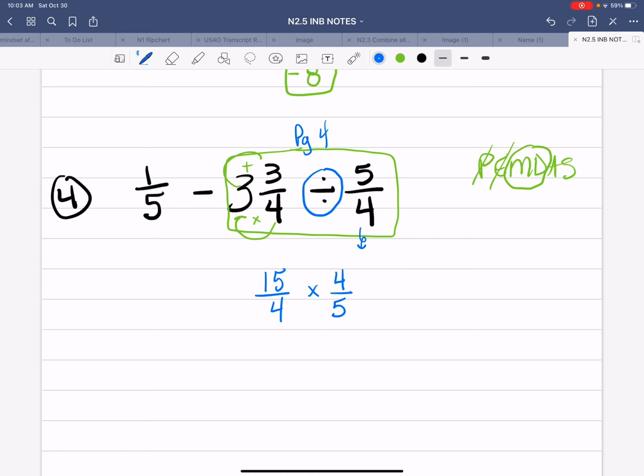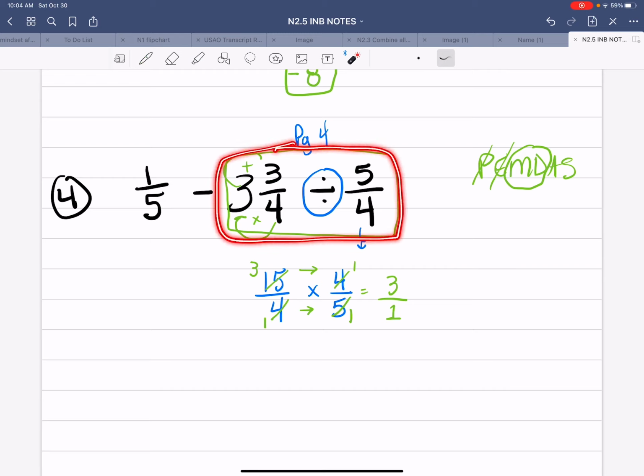Now I have a multiplying fraction. I know what to do. I'm going to go straight across top and bottom. But I do want to reduce first. 5 goes into 5 once. 5 goes into 15 3 times. 4 goes into 4 once. 4 goes into 4 once. So I end up with 3 times 1 is 3. And 1 times 1 is 1. So all of this in my box here comes out to 3 over 1, or 3, right?